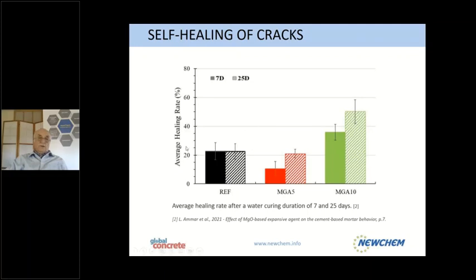Here we have an average healing rate. This is a calculation of a reference. You can see that with magnesium, because it is slow in the beginning, the healing rate is not very big, but after 25 days, the healing rate is as high as the concrete is normally, and it will continue naturally with time. Here we have 10% magnesium oxide, so here we have more expansion, and we have already at 7 days a higher expansion than we will have with the reference.